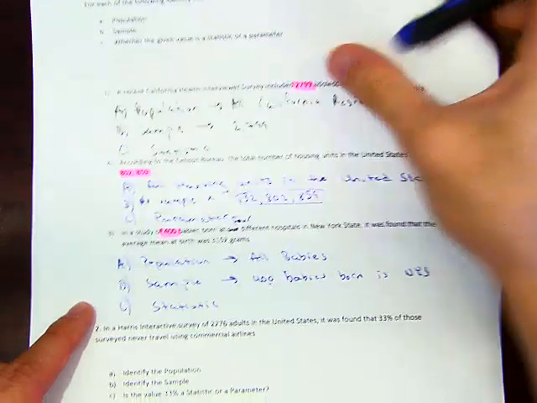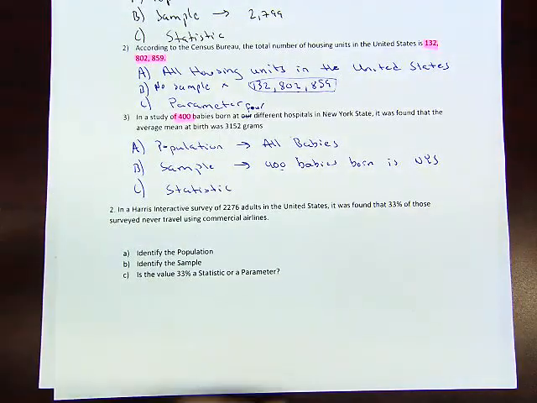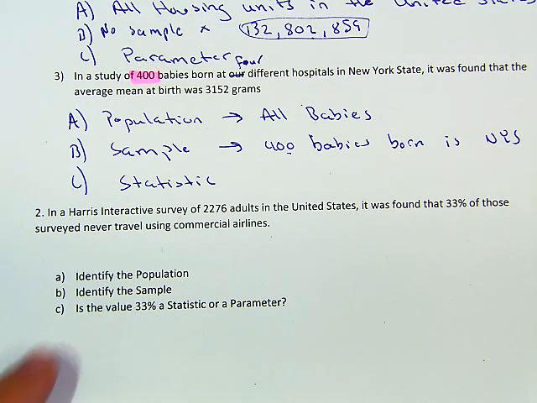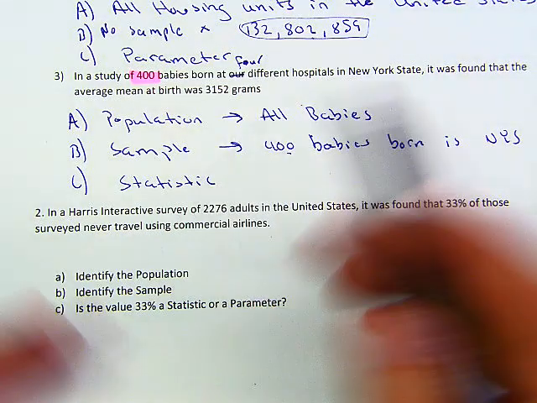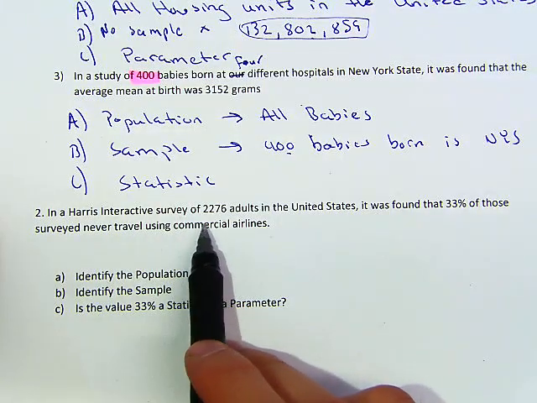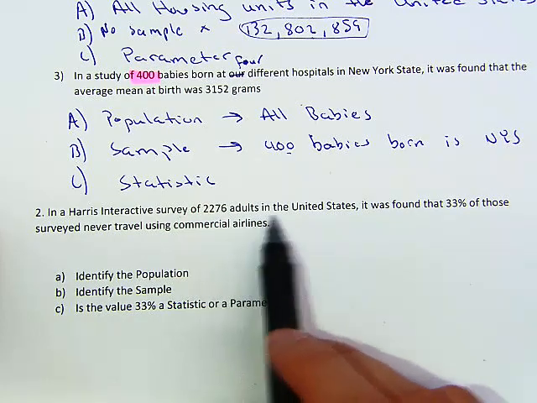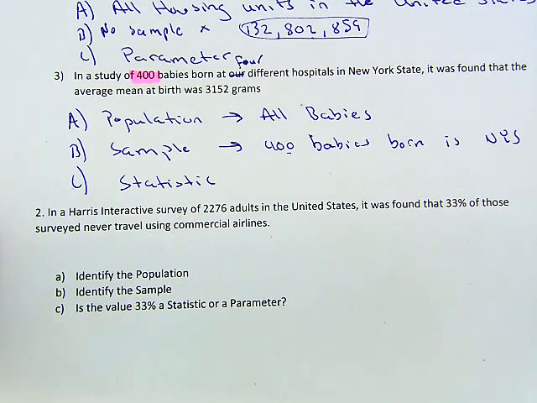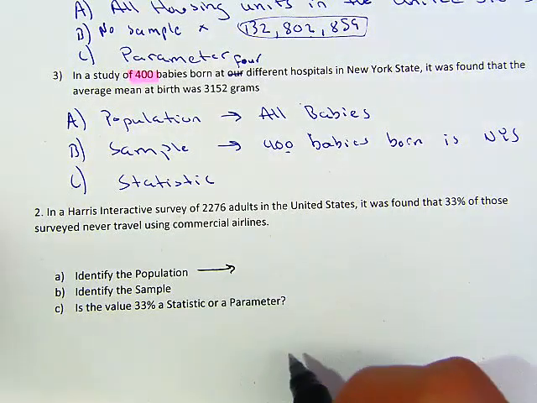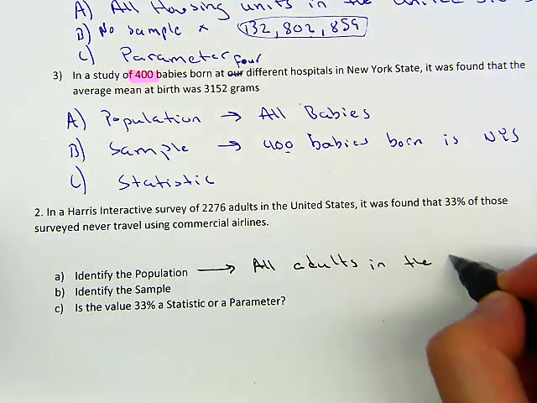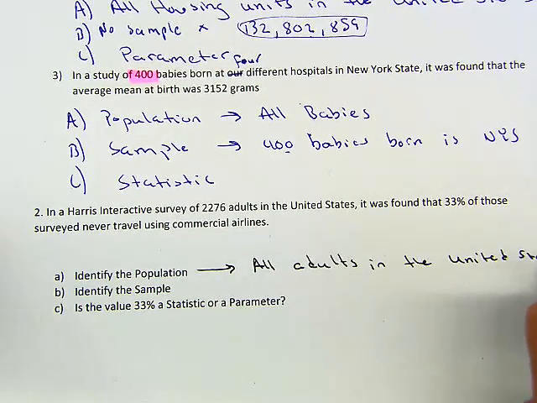Okay. Here's another question that we could go over. If you want, you could pause the video and go over it yourself. And let's say you're done looking at it and have the answers. So let's review it. Here it says in a Harris Interactive survey of 2,276 adults in the United States, it was found that 33% of those surveyed never travel using commercial airlines. So let's see, the population would be all adults in the United States.